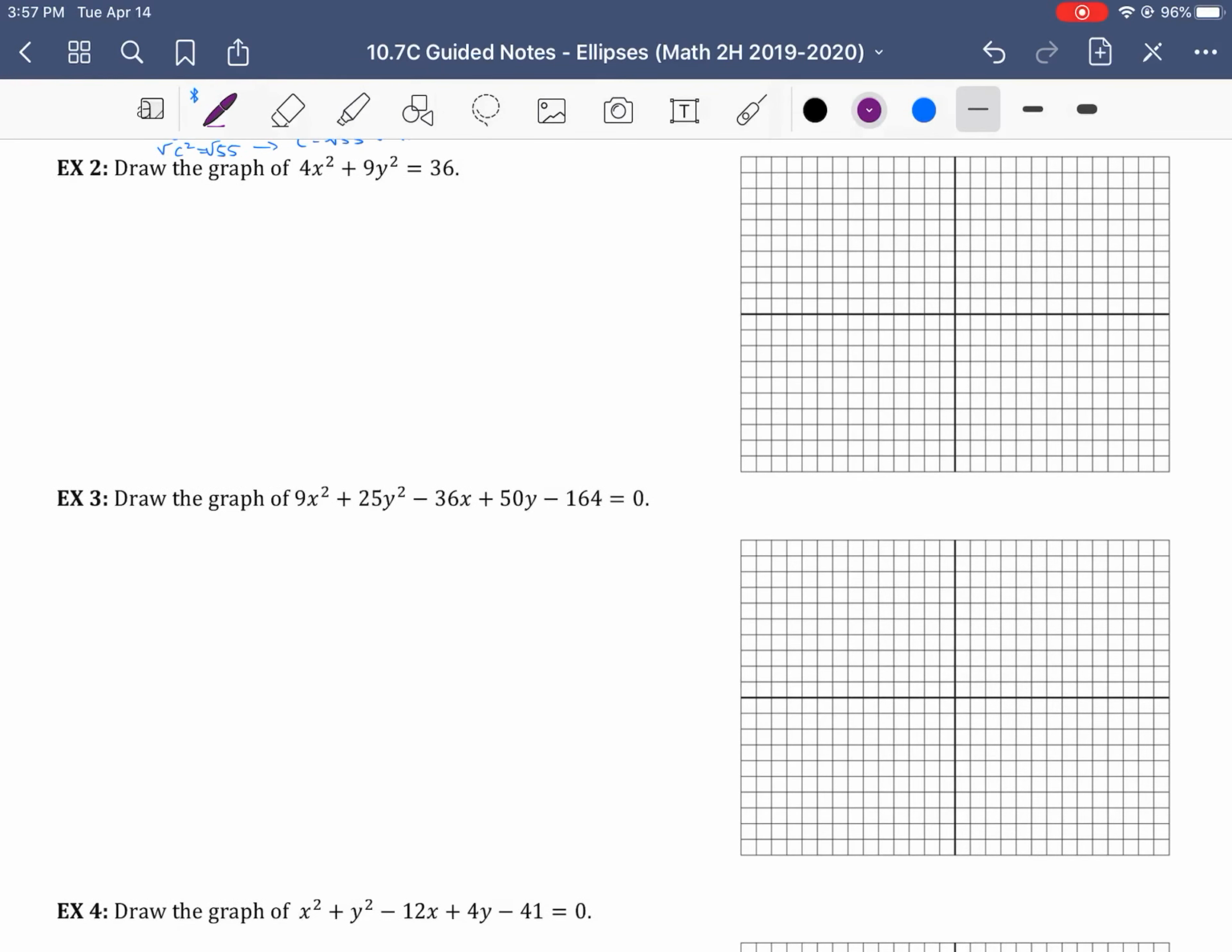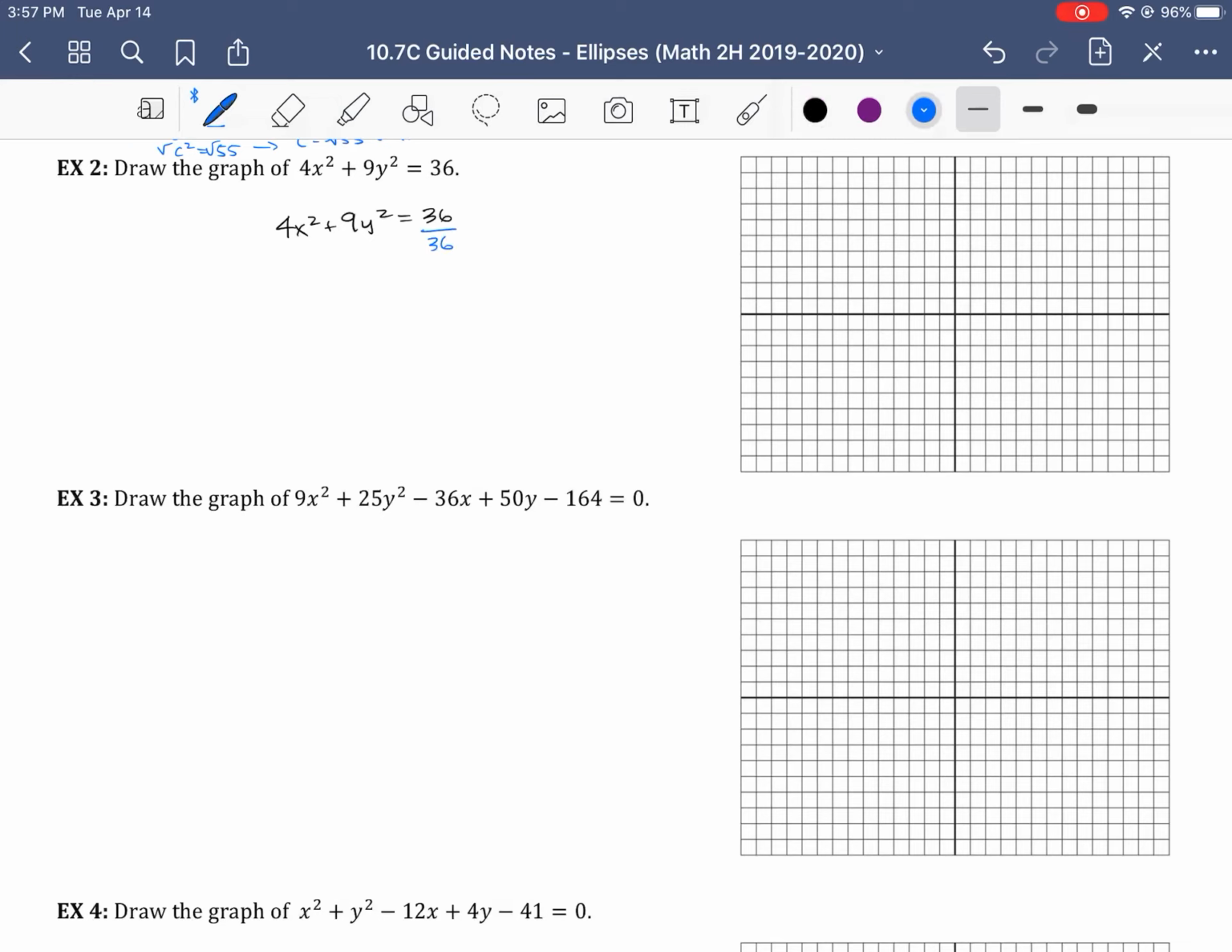Okay, so let's graph a few more of these. Example 2, draw the graph 4x squared plus 9y squared equals 36. Again, we want to put this into standard form in order to graph this. So standard form means that it's equal to 1.